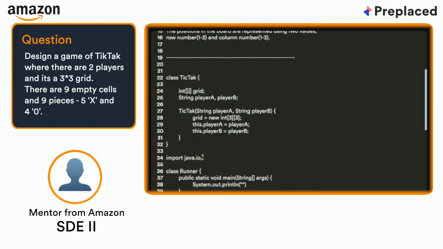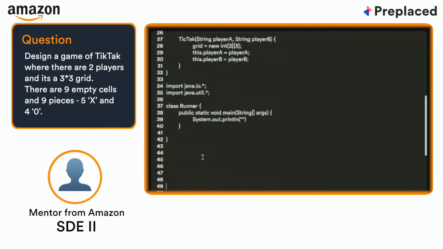java.io.*; java.util.*; Then in my runner class, I will be having System.out.print, enter the player A name. So something like this, and then I will be saying String playerA equals... Also I have to define the scanner as well.